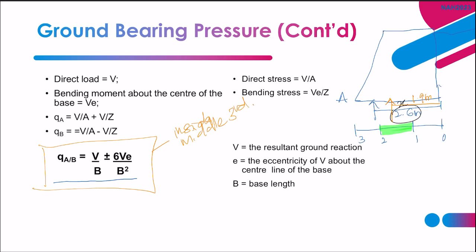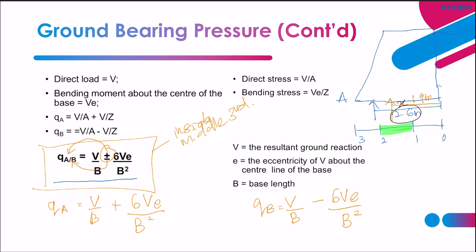For this formula, first we're going to look at the inside middle third. Okay, QA slash B equal to V over B plus minus 6VE divided by B square. Right, what does it mean? Okay, so QA means V over B plus 6VE divided by B square. And QB equals V over B minus 6VE divided by B square. Therefore, plus and minus: plus is for A and minus is for B.